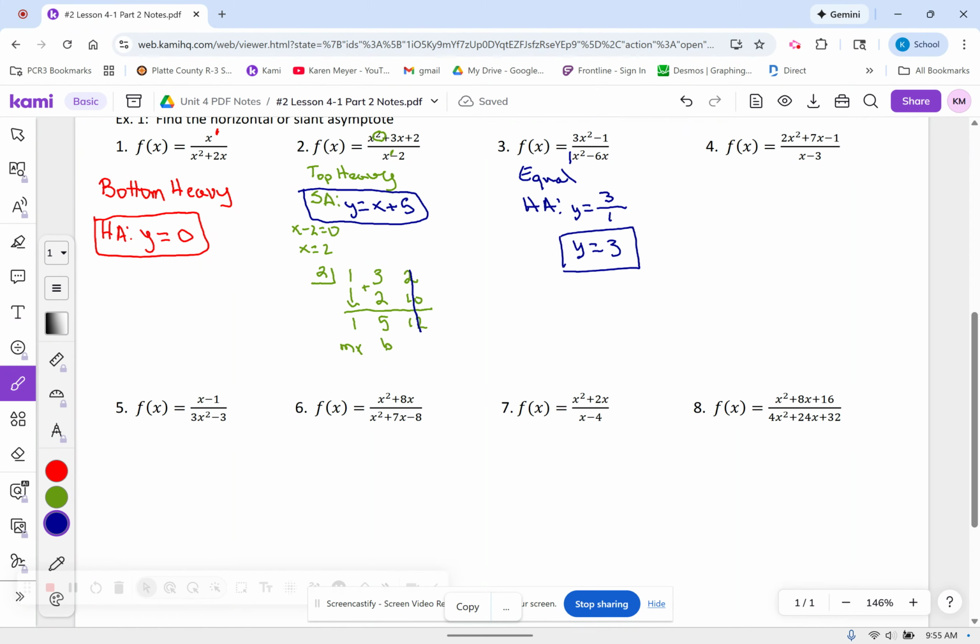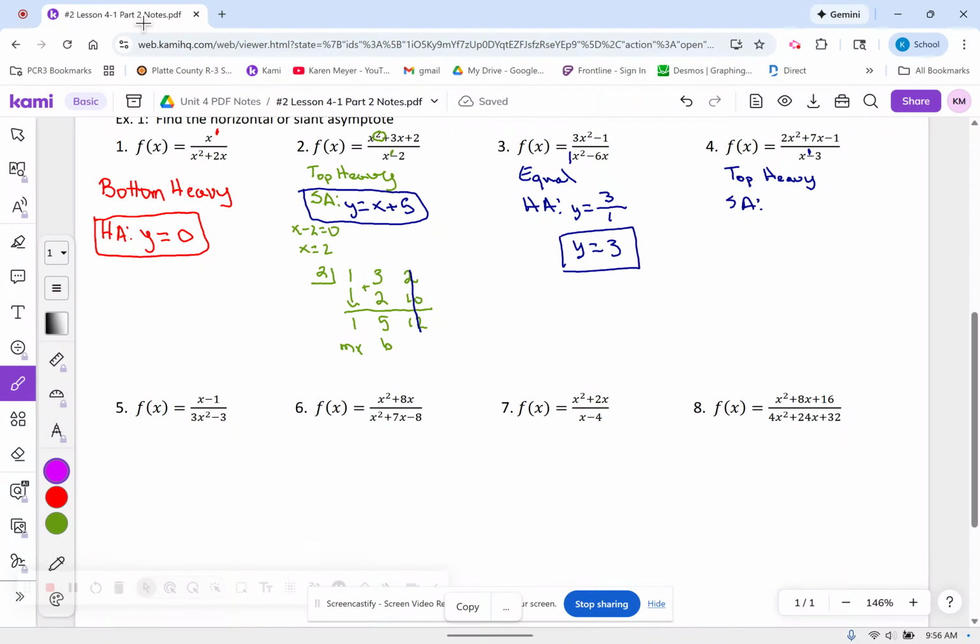Okay, if you go to the next one, on 4, your degree, the highest exponent on top, is 2. On the bottom it is 1. So this one is top heavy, which is a slant. And for slant, you have to do synthetic division.